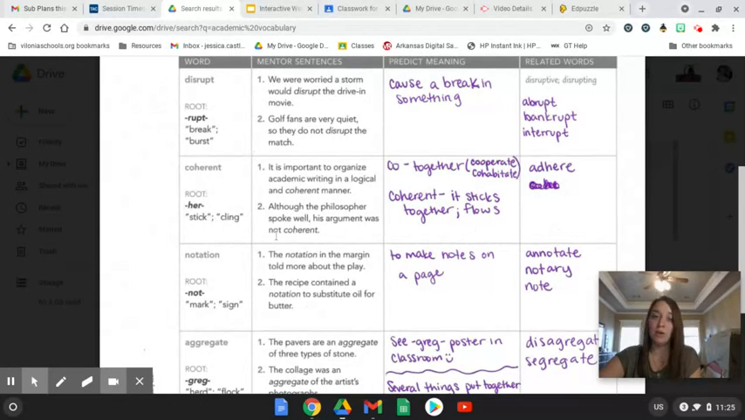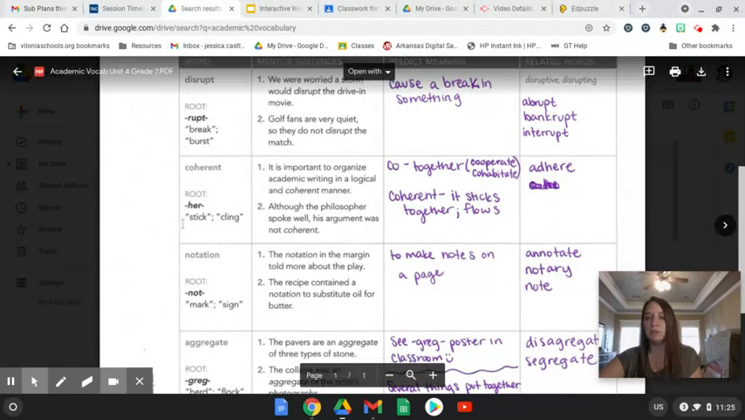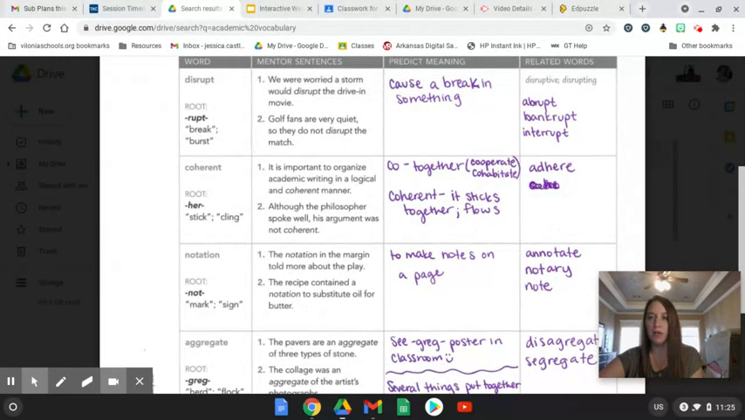So if it's not coherent, coherent must be similar to speaking well. Otherwise, you're not showing a contrast. So coherent also tells me it's a synonym of speaking well. So my hypothesis is coherent means it sticks together, it flows, it's going to be well spoken. And then a related word is adhere. That's the only word I could think of with the root here. Like if you adhere to the rules, you're sticking to the rules, you're following them.